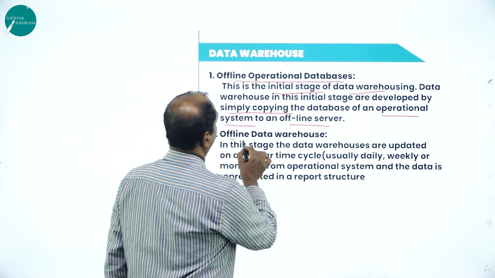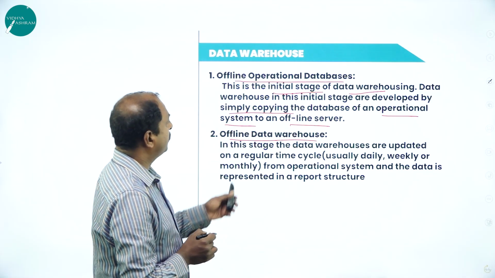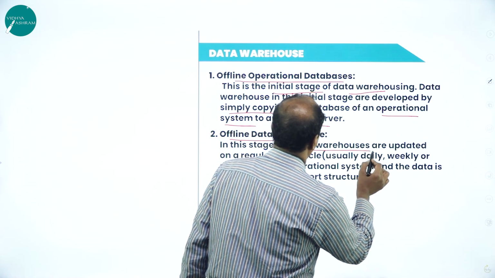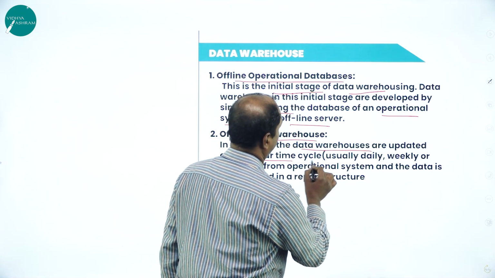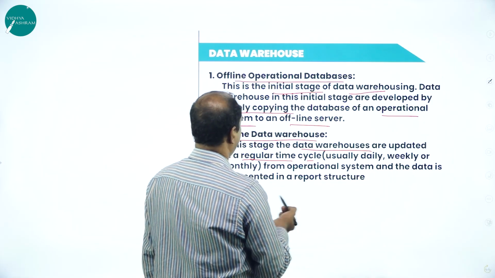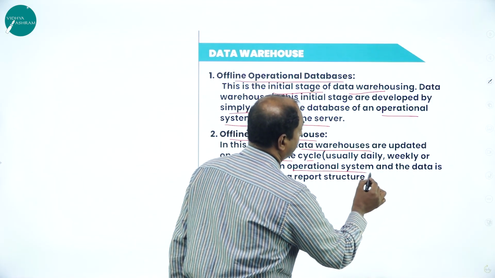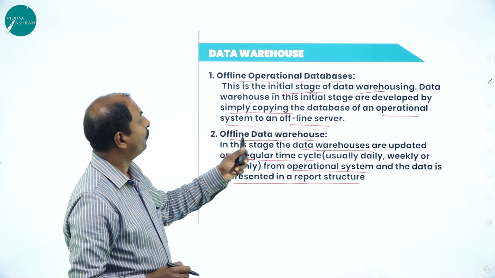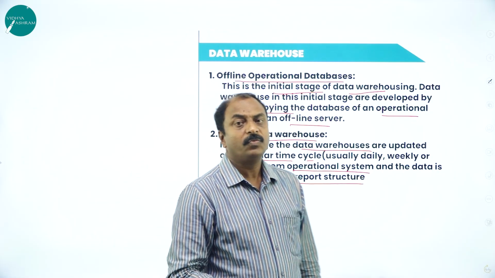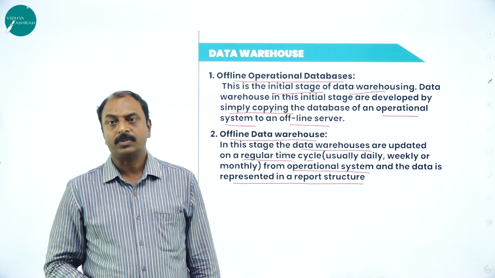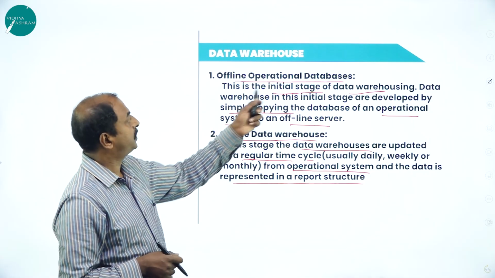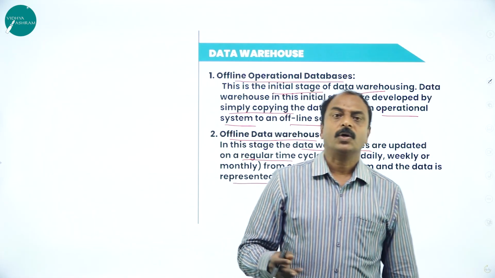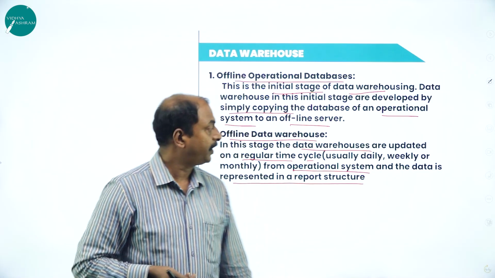Second one is the offline data warehouse. In this stage, the data warehouses are updated in a regular time cycle, maybe daily, weekly, or monthly, from the operational system, and then data is represented in report structure. So what is the meaning of offline here? The operational database is copied to an offline data warehouse system.